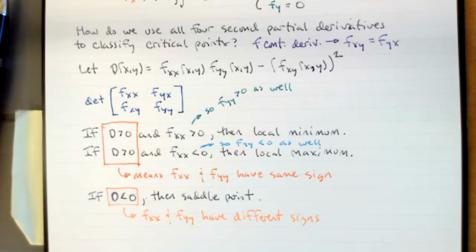Now this only covers 2 out of 3 cases. We've got D is positive, we've got D is negative. The other thing that can happen is that D can equal 0. And if D is equal to 0, then we get nothing. If D is equal to 0, anything can happen. What that means is that we have to do something else. So if you use the second derivative test to classify a critical point, and you calculate D and it works out to be 0, then you have to do something else.